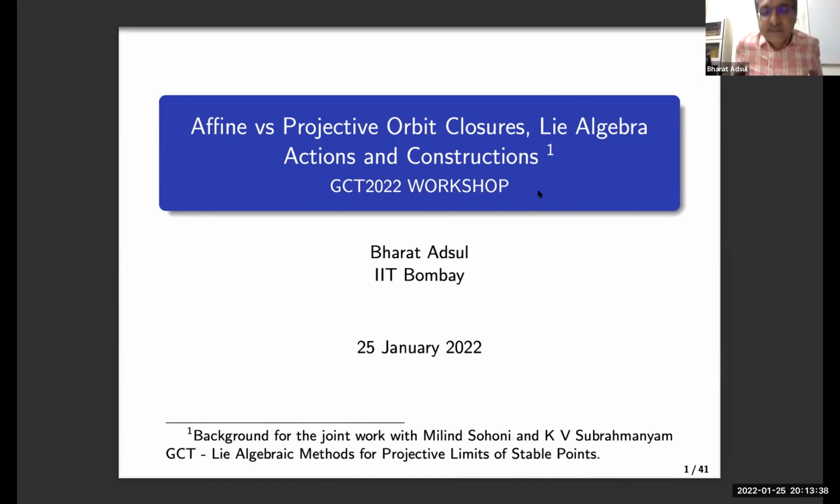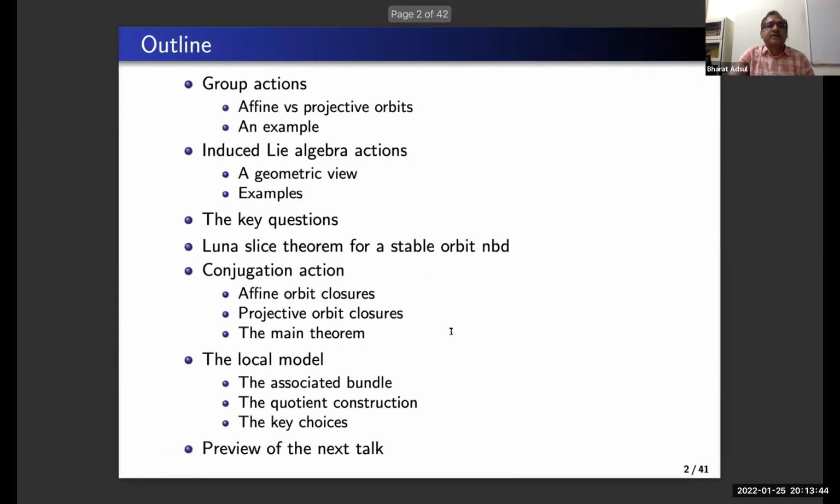Okay, so let me begin. This is the outline of the talk. I will begin by recalling the basic setup of group actions, and I'll make this distinction between affine and projective orbits and their closures. Then we'll look at these Lie algebra actions. We'll look at some of the key questions that motivated our joint work, and then I'll talk about this Luna slice theorem and so on. So let me not spend more time here. Let me just get into the group actions.